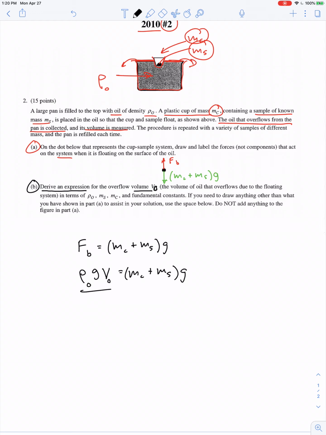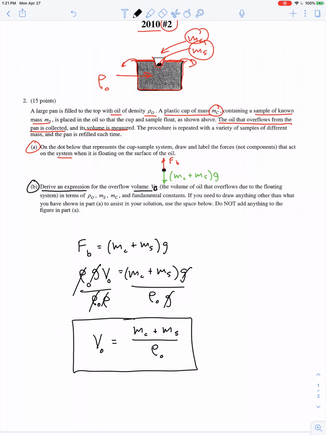So all we have to do is divide both sides of the equation by rho naught g. Rho naught g all cancel out, and the volume that overflows is just equal to the mass of the cup plus the mass of the sample divided by the density of the oil. Pretty straightforward. And we've answered in terms of the variables: density of the oil, mass of the sample, mass of the cup.